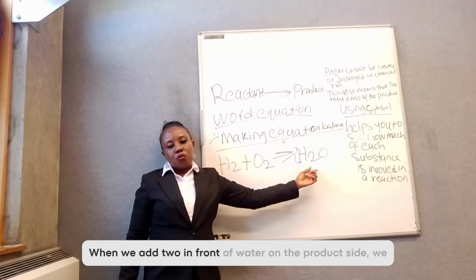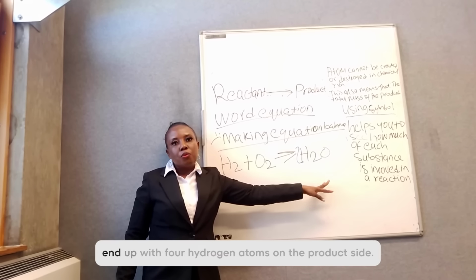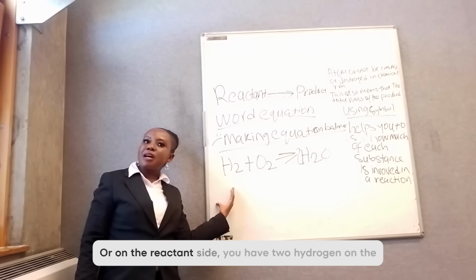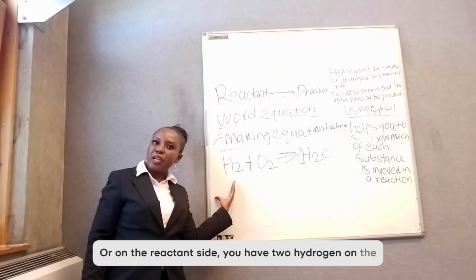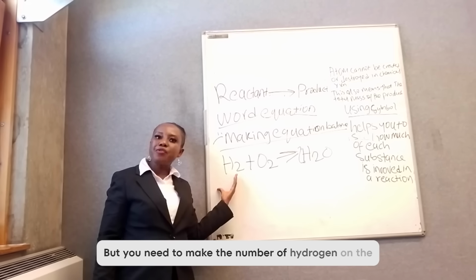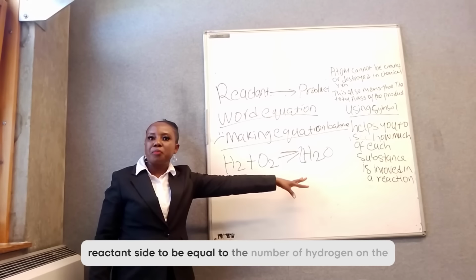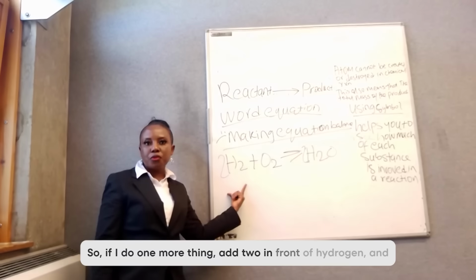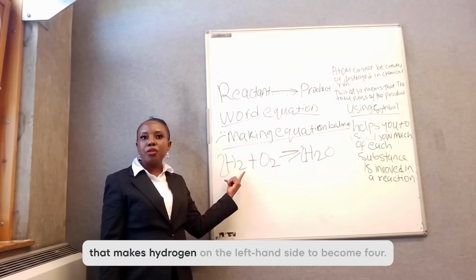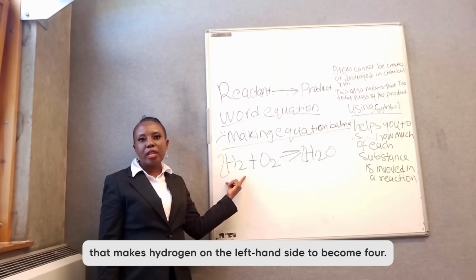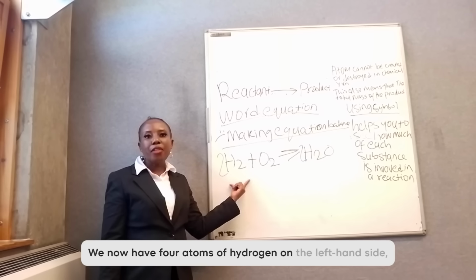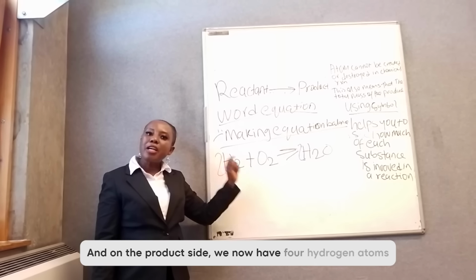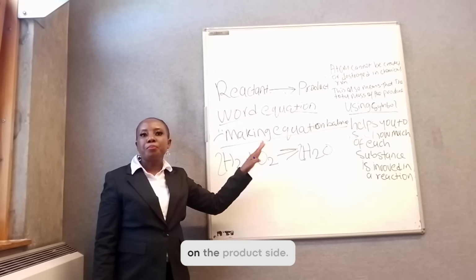When we add 2 in front of water on the product side, you end up with 4 hydrogen atoms on the product side, but on the reactant side, you have 2 hydrogen atoms. You need to make the number of hydrogen atoms on the reactant side equal to the number on the product side. So try one more thing. We add 2 in front of hydrogen, and that makes hydrogen on the left-hand side become 4. We now have 4 atoms of hydrogen on the reactant side, and 4 hydrogen atoms on the product side.